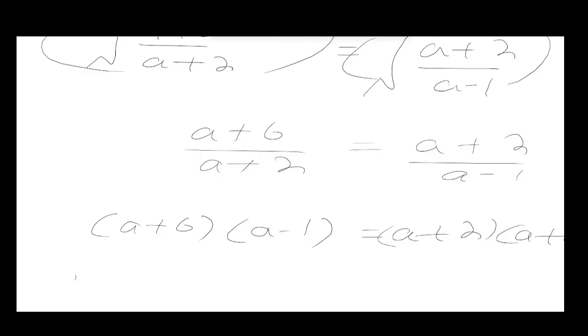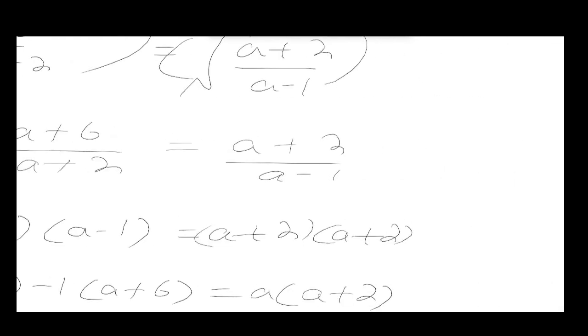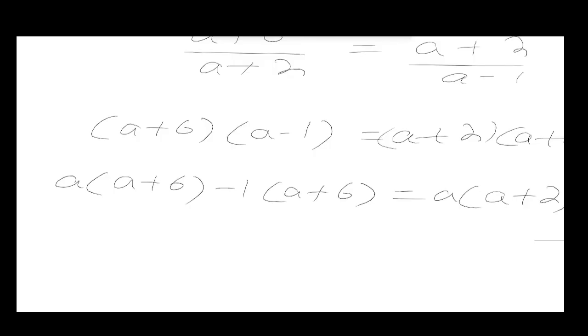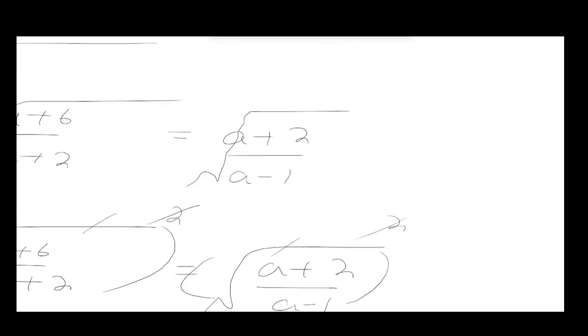So let's multiply. So we can write a bracket a plus 6, then minus 1 bracket a plus 6. This is equal to a bracket a plus 2, and then we will write plus 2 bracket a plus 2. Okay, now what can we do further? We will write a square added with 6a, minus plus will be minus, so 6. This is equal to a square plus 2a plus 2a plus 4.